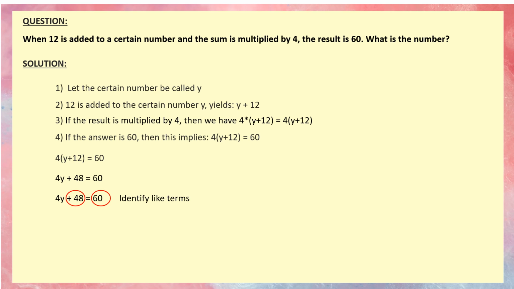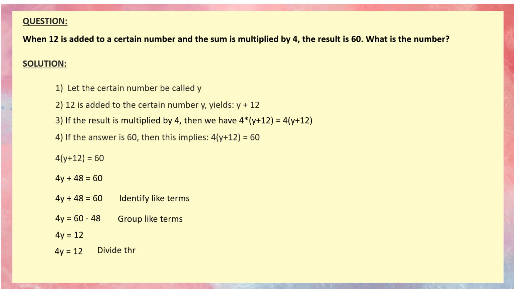And when you take it to the right hand side, by the time it's crossing the equation sign, it now becomes negative. So what we have now is 4y is equals to 60 minus 48. And then that shows us that we have grouped the like terms. And then we'll simplify further by saying 4y is 12, because 60 minus 48 is 12. So 4y is equals to 12.